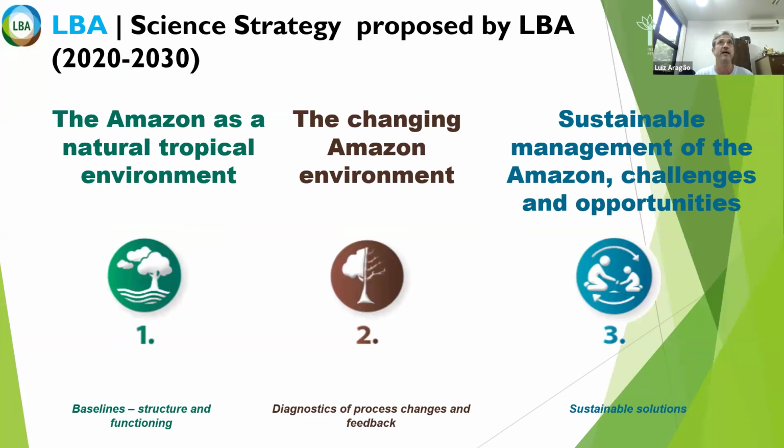So LBA in this third phase was organized in 3 topics. One is to look at the Amazon as a natural environment, to be able to define the baselines required for comparing with the areas that have been transformed through time. And then we have the second topic, the changing Amazon environment. And then how we can manage this environment in terms of interventions that can support the recovery or the maintenance of its processes that generate services for humans.